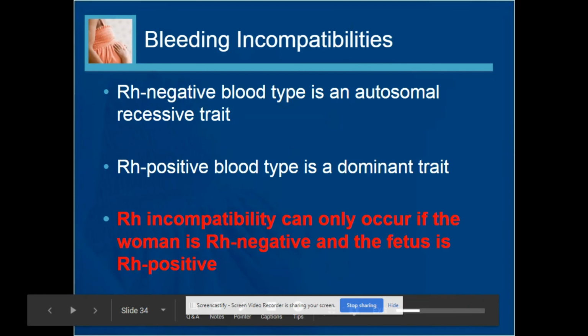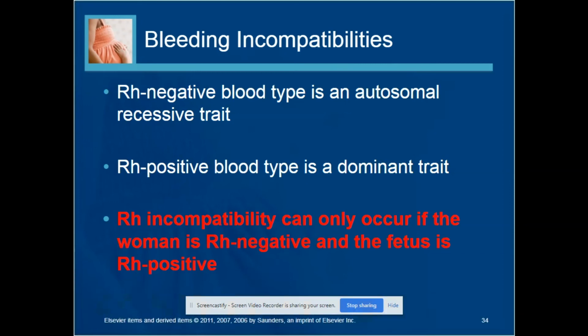The next thing that we're going to talk about are blood incompatibilities. These are important to understand. So the first thing we're going to talk about is Rh negative and positive. So when you talk about your blood type, you have A positive, A negative. That's the Rh negative or positive that we're talking about. The Rh negative blood type is an autosomal recessive trait. So the positive is going to be the dominant trait. There's an incompatibility that can occur if the woman is negative and the fetus is positive.